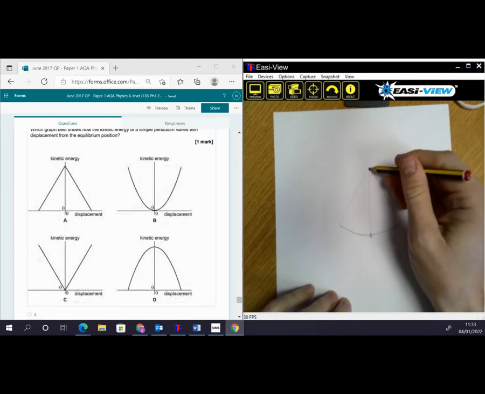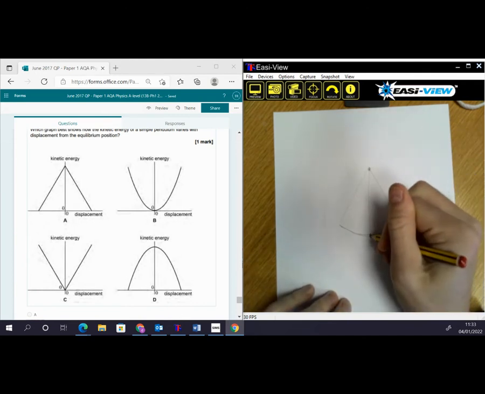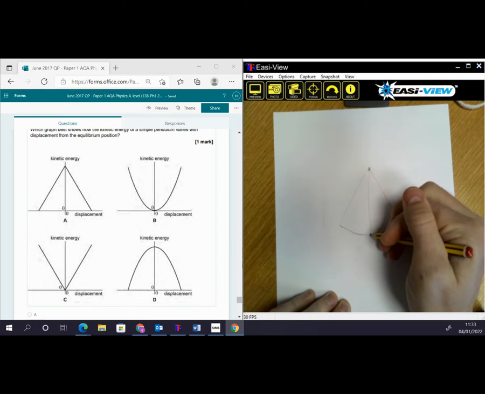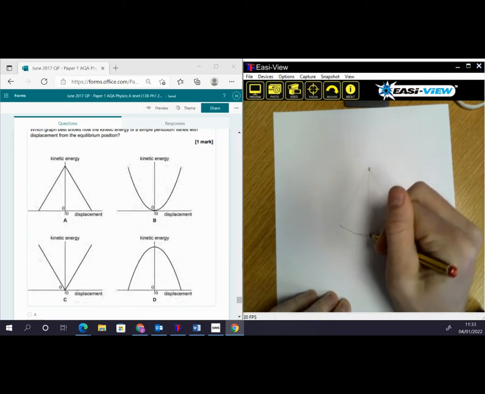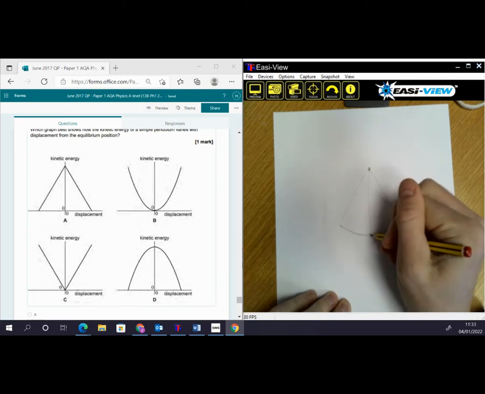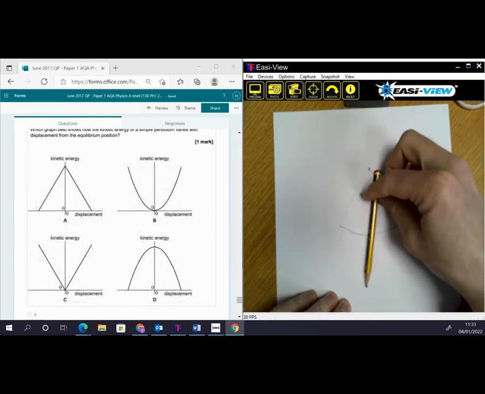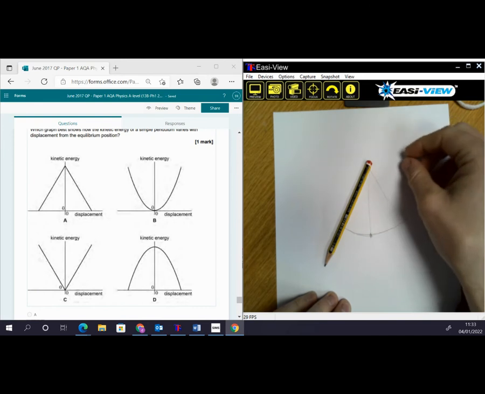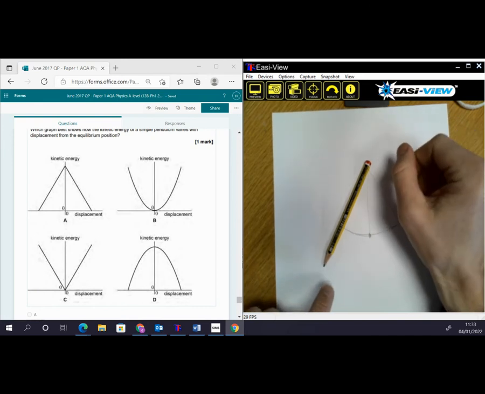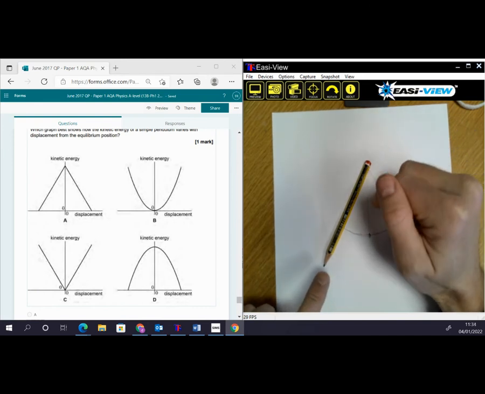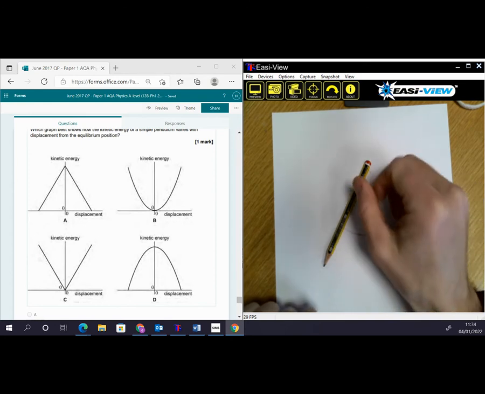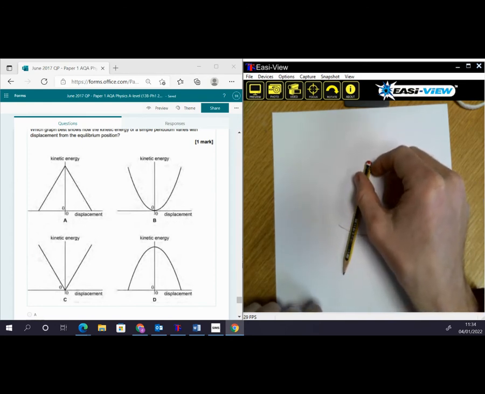So the kinetic energy, with displacement at zero, at this point, the kinetic energy is at a maximum because it's going fastest here. So if you imagine the pendulum swinging, it's going fastest in the middle. So you'd start it off at one point. The components of weight and therefore tension. So the tension makes it accelerate into the middle.